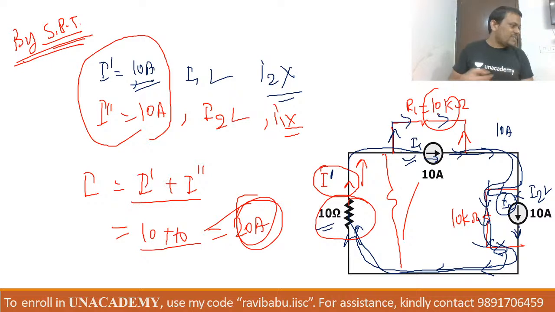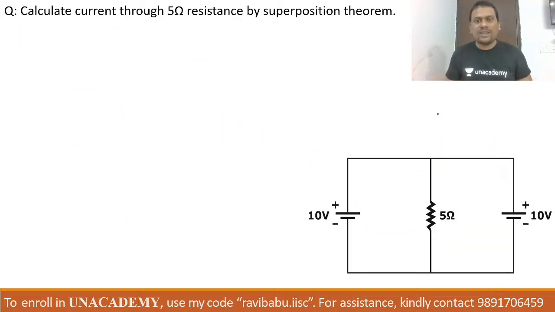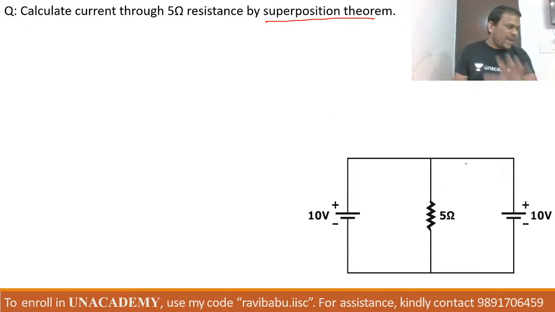Yeah beta, nice. Now I want to ask you another thing, beta. The example is this one. Calculate the current through the 5 ohm resistance by the superposition theorem. Yeah, please speak up, beta. By the superposition theorem. So first, beta, forget about the superposition theorem. Everyone please give full concentration.